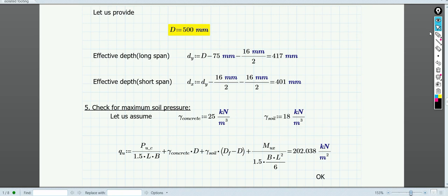Hello everyone. So today we are going to discuss the next part of the isolated footing design. So far, we have calculated the depth of the footing, which is calculated using the concepts of one-way shear and two-way shear or punching shear, right?